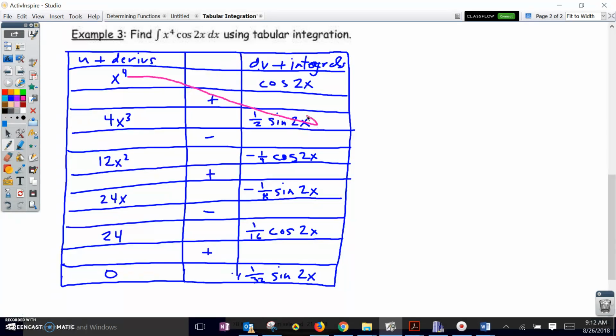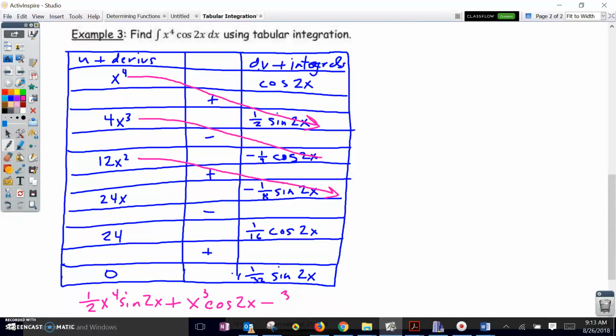We multiply down the diagonals. So we've got 1/2 x to the fourth sine of 2x. Multiply all this stuff out on this diagonal. The minus signs cancel each other out. The 4 and the 1/4 cancel each other out, and we end up with just a positive x to the third cosine of 2x.